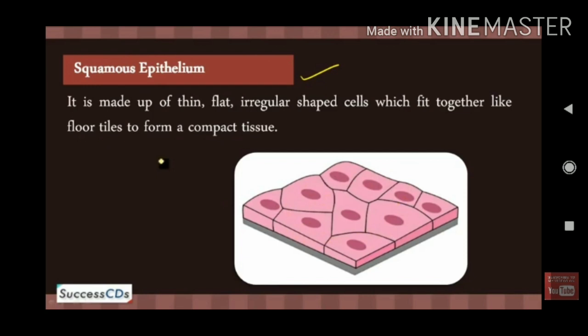What is it, students? Squamous. Its shape is square-like. For example, if you see the floor of your house, it is made of tiles. Is it right? The tiles are nothing but square-like structures. So based on its shape, it gets the name squamous epithelial tissue. What is it, students? Squamous epithelial tissue.